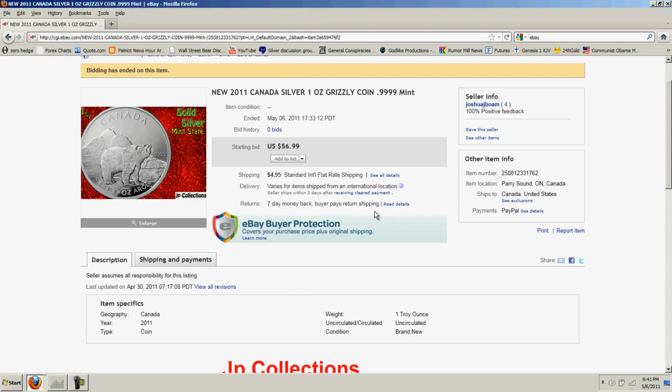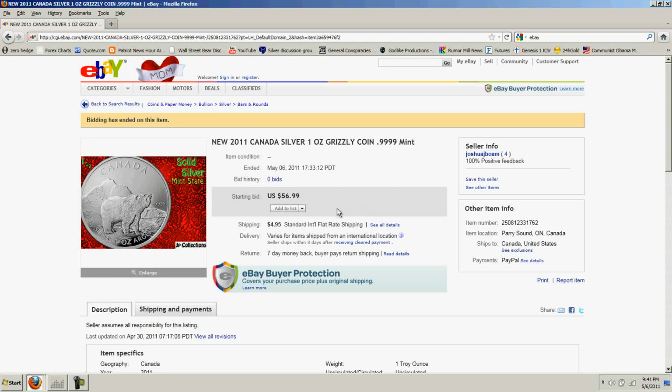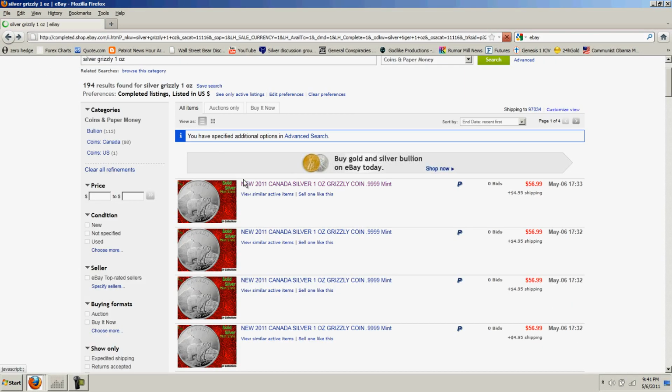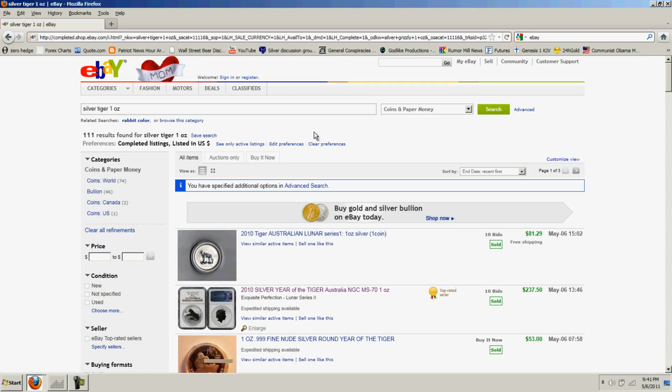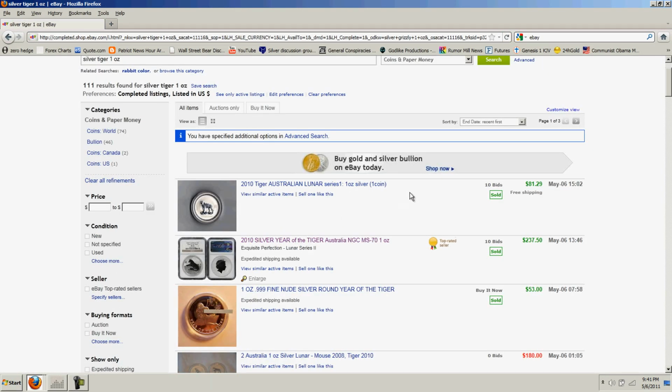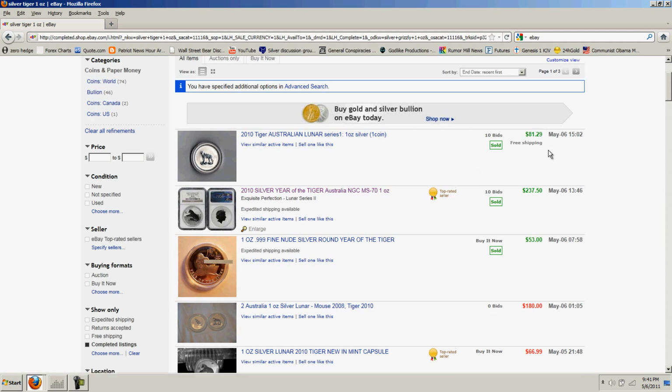I don't see any reason for people not to get it. And once it's gone, it's gone. Just like my silver tigers. So let's go ahead and do those. We can just go in here and put tiger to find our sold ones. And when they're gone, they're gone. So this is Lunar Series 1. That's not the coin I have. That's $81.